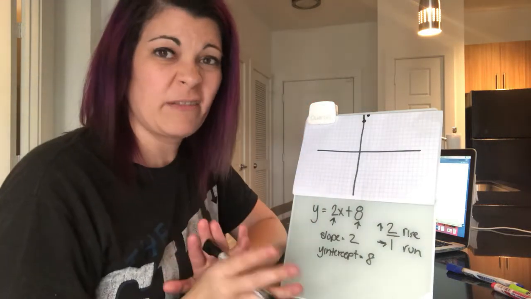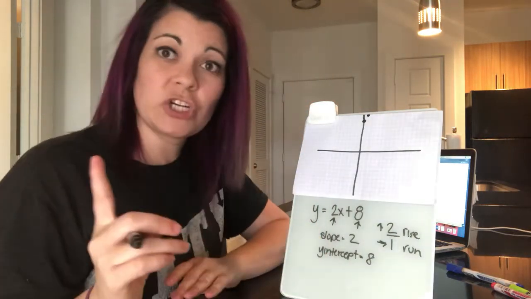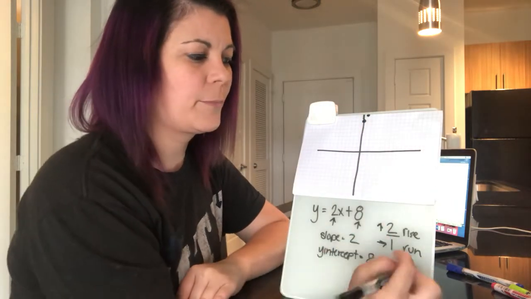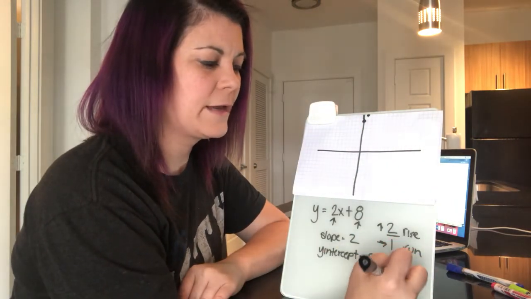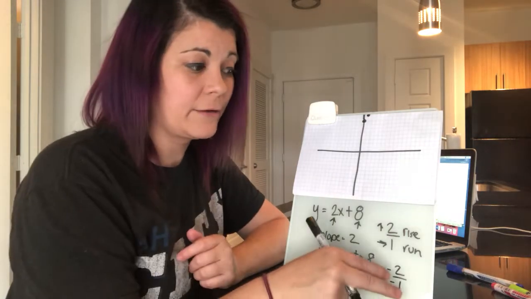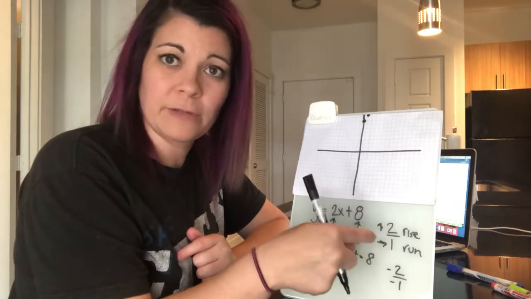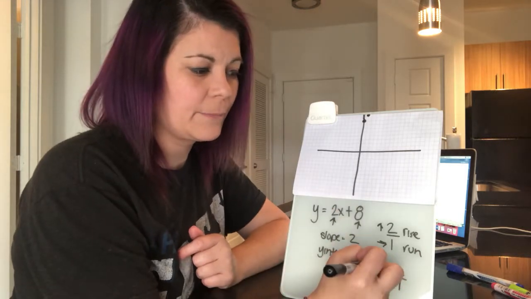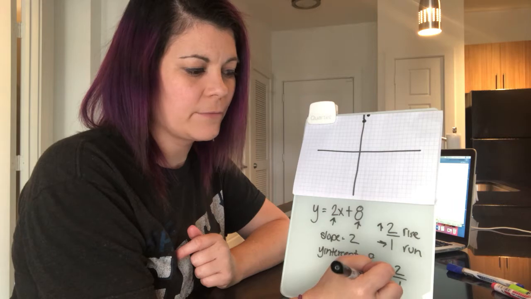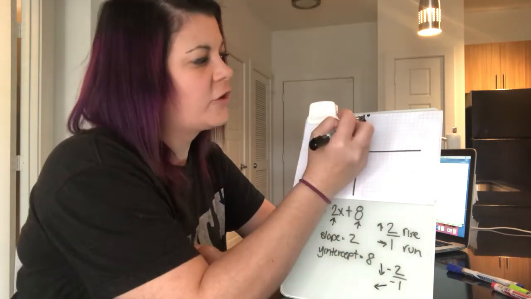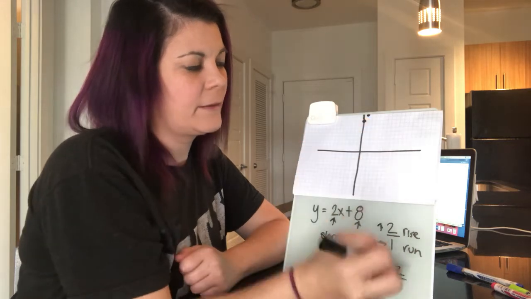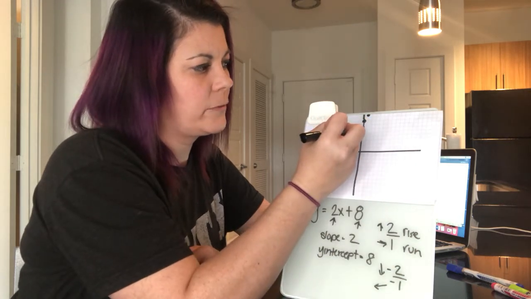Okay, we ran out of space here, but I'm going to show you the other way because we can go down. Since these are both positive, if I make them both negative, it's still the same thing because a negative divided by a negative is a positive. But negative 2 means we go down 2, and negative 1 means we go to the left 1. So from here, if we make them both negative, we'll go down 2 and over 1.